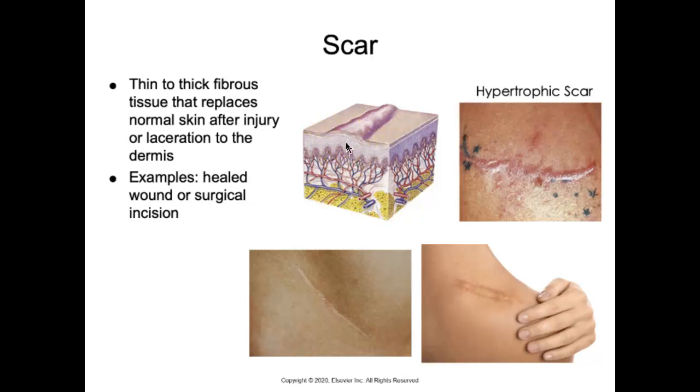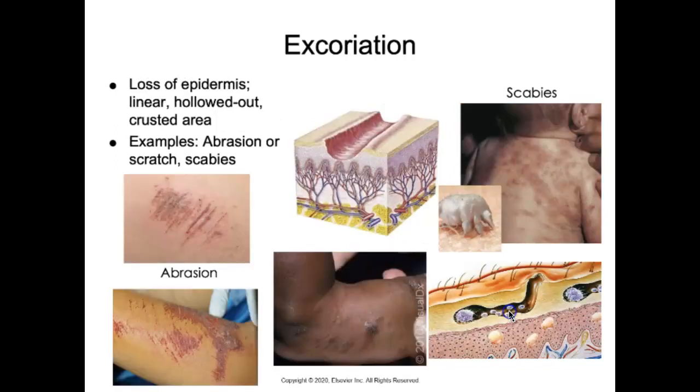Next, we have a scar, and this is when we have thin to thick fibrous tissue that replaces our normal skin after an injury or some type of laceration down to the dermis level. And when it heals, we see that there are sometimes more of a silvery white line that courses through them, and that is due to the collagen fibers trying to bring the two areas of the skin together. And so examples would be a healed wound or surgical incision.